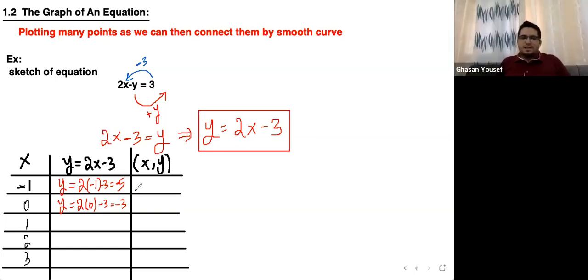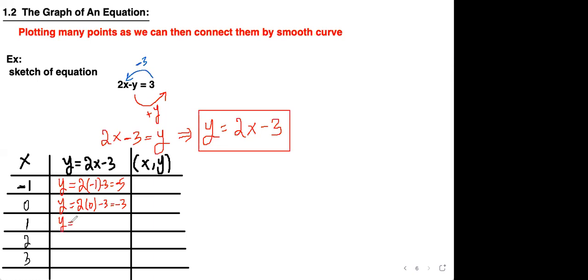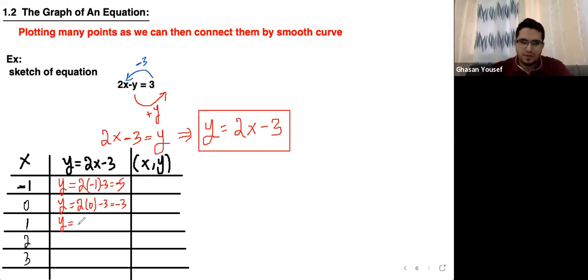Yes, that's exactly where. So this is the y-intercept. We will talk about this at the end of this section. This is correct. And what about the 1 here? You get -1. 2 times 1 is 2, minus 3, so it's -1. This is correct.